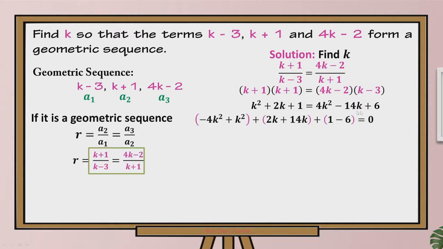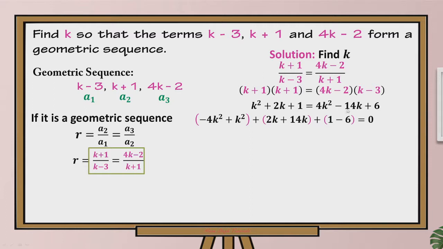So, why I choose to transpose these terms to the other side? Para makuha ko yung standard form ng quadratic equation. Since yung ating expressions in both sides are quadratic expressions. So, positive 4k squared when transferred to the other side of our equation and grouping it together with its similar term, so we have negative 4k squared plus k squared.